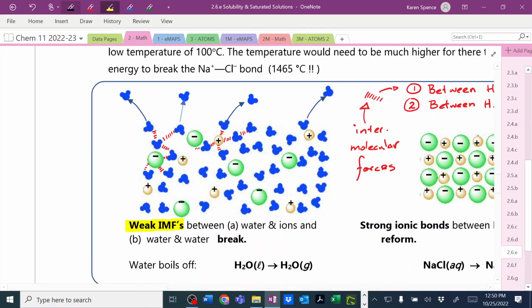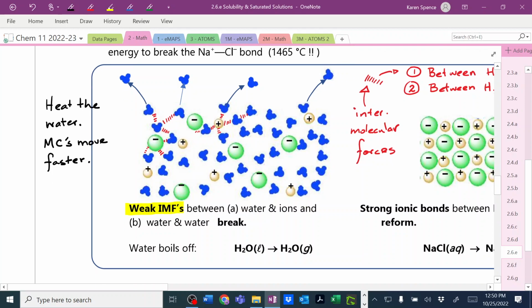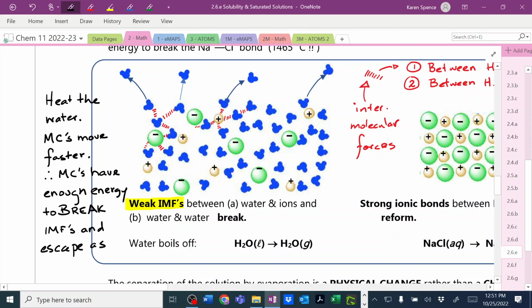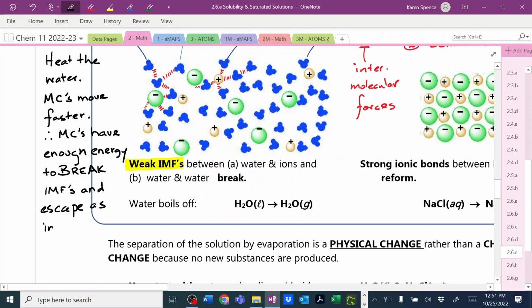So when we heat the water, the molecules move faster, and they have enough energy, therefore the molecules have enough energy to break the IMFs and escape as a gas. And escape as individual gas molecules.